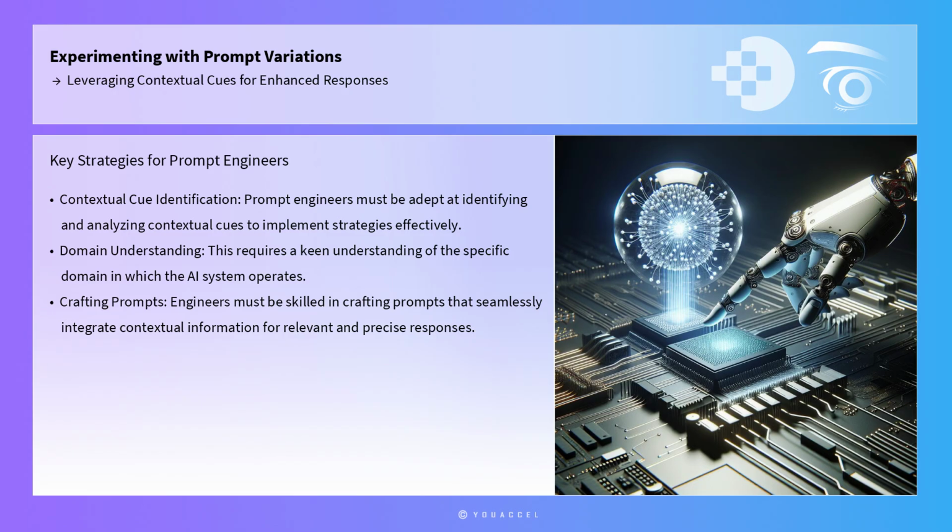To implement these strategies effectively, prompt engineers must be adept at identifying and analyzing contextual cues. This requires a keen understanding of the specific domain in which the AI system operates, as well as the ability to discern which contextual elements are most pertinent to a given prompt. Additionally, prompt engineers must be skilled in crafting prompts that seamlessly integrate contextual information, ensuring that the AI system is equipped to generate responses that are both relevant and precise.